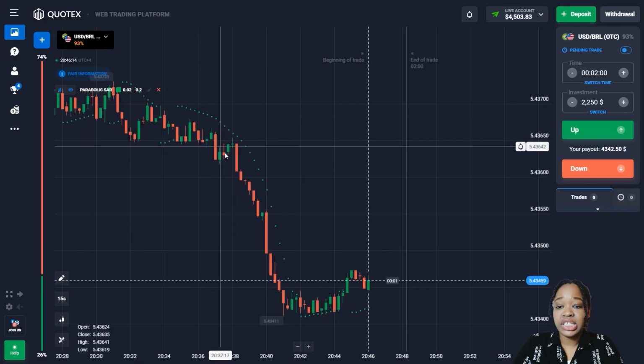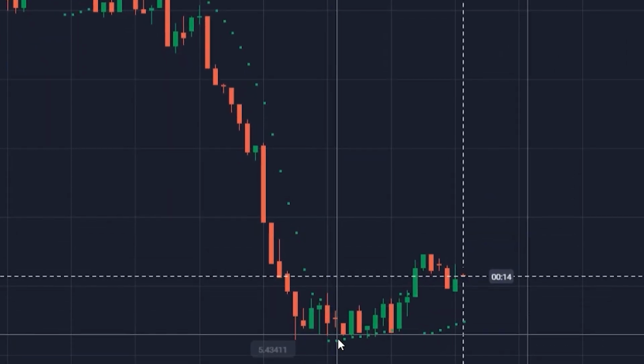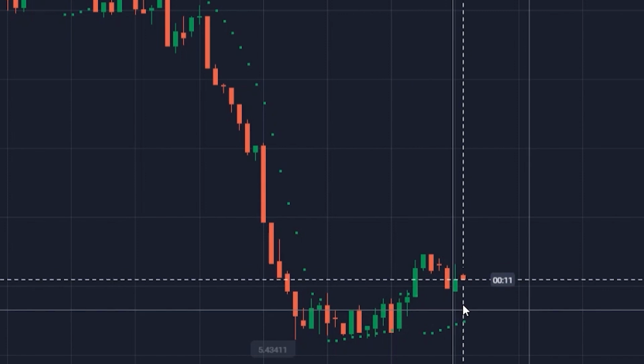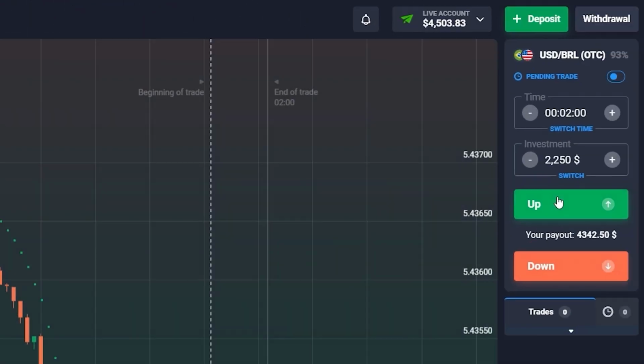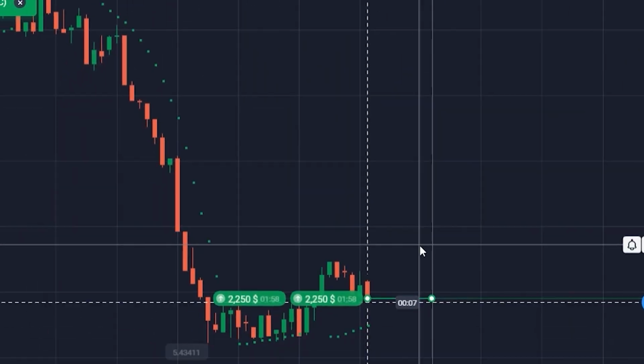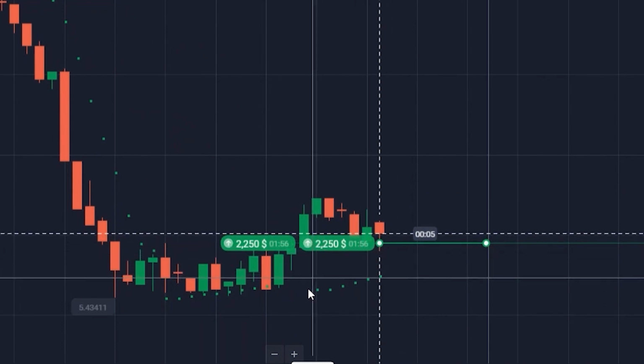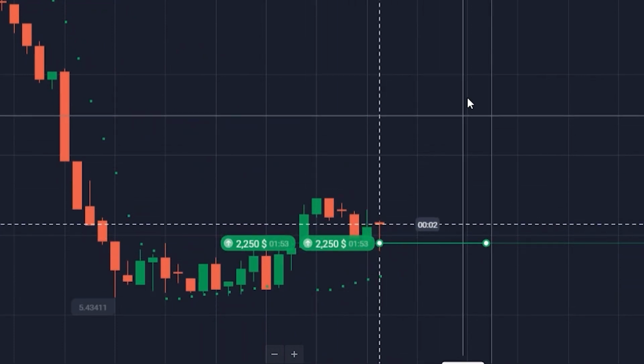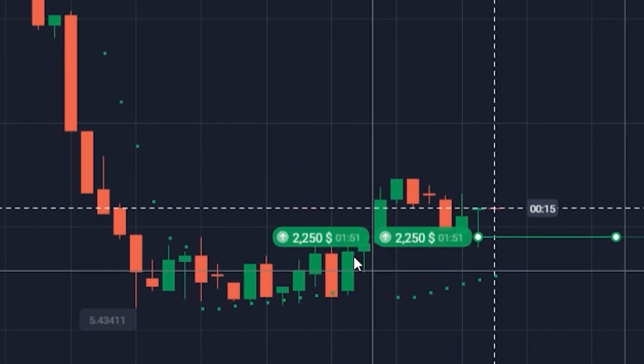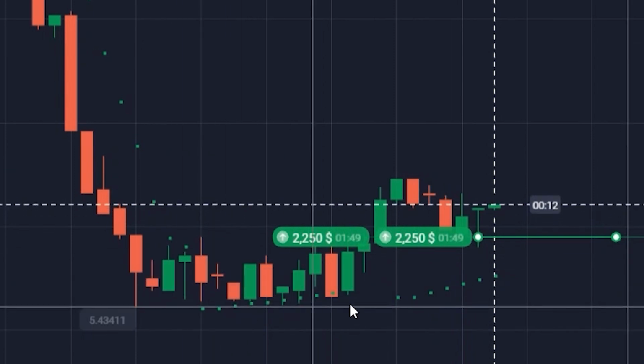As you can see, the price is moving in a downtrend and currently it's in a correction. In this situation, I'm going to open a deal for 2 minutes to go up, because as you can see, the indicator is located under the graph. That is, I understand that the price has a good upside potential, and as you can see earlier, after the fade on the graph, the price started to move up.